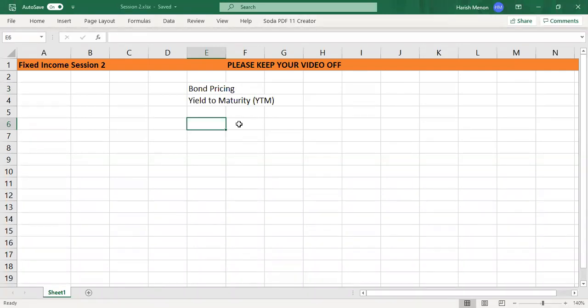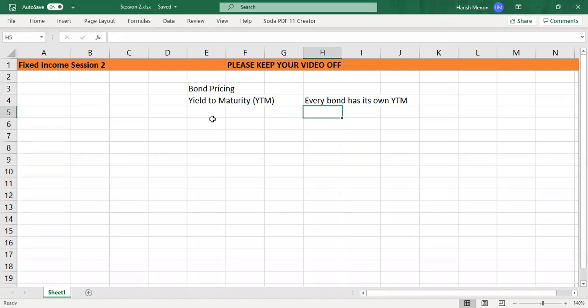Yield to maturity is one of the most misunderstood and one of the most unnecessarily complicated concepts that we have. So every single bond has a YTM. Every bond has its own YTM. And in the bond market, YTM is the most critical number or figure that anybody thinks about. So whether you are a fund manager, an advisor, a bond trader, or a research analyst, we focus more on YTM.